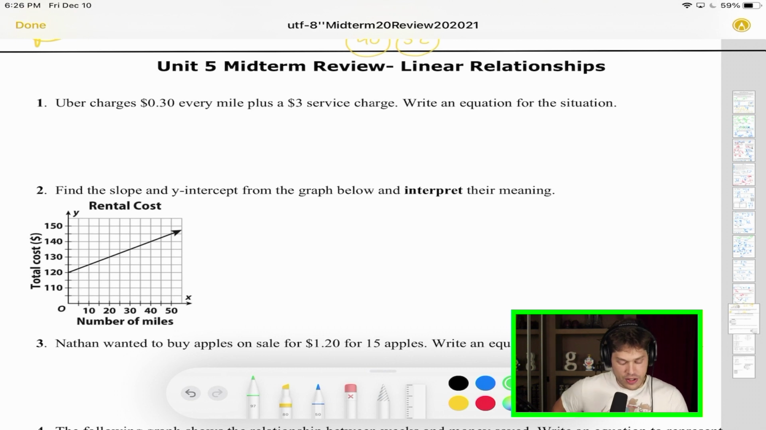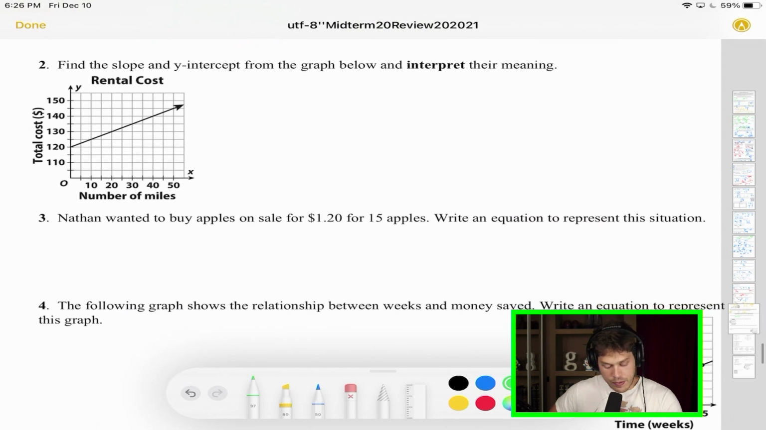Oh my goodness gracious. So an Uber charges 30 cents every mile plus a $3 service charge. Write an equation for this situation. So $3 plus 30 cents every mile. Okay, that's our equation.